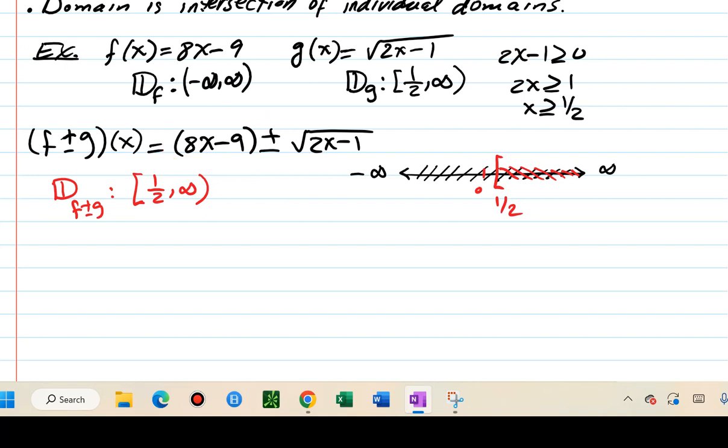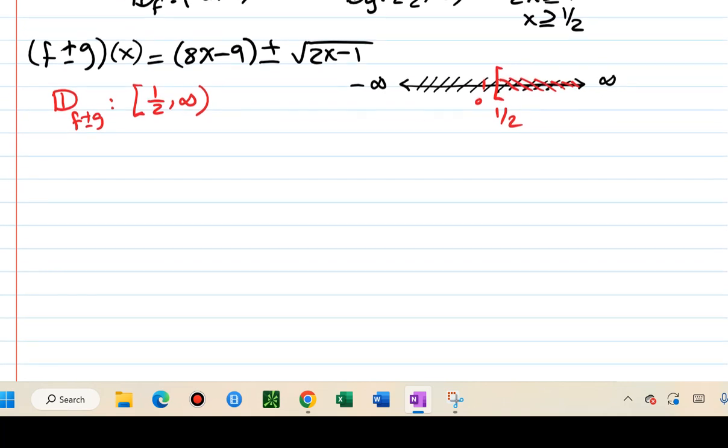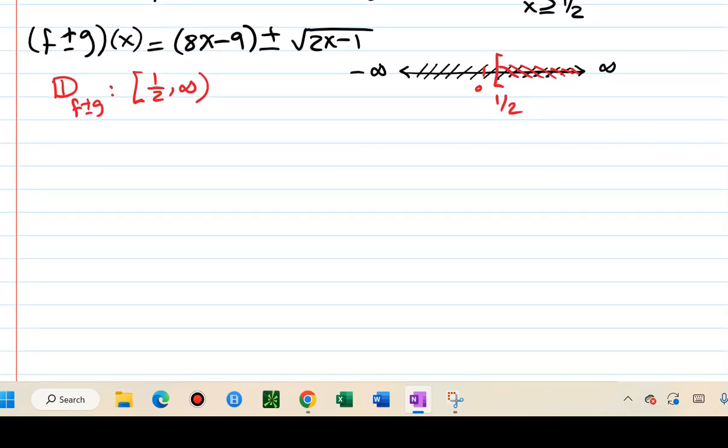but the square root is going to run into issues, right? Even 0. In the first function, when you put 0, you get -9. See, it can process it, no worries, no problem. You put 0 in for x in the second, you get 2 times 0 is 0, minus 1 is -1. Square root of -1 is imaginary, right? Not real. So that's why the domain values must satisfy both functions.